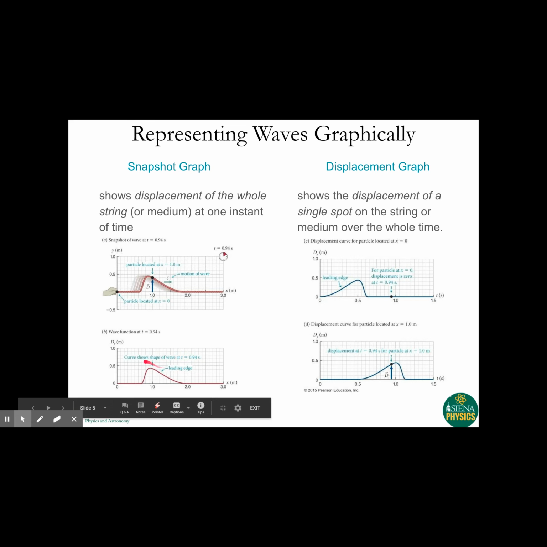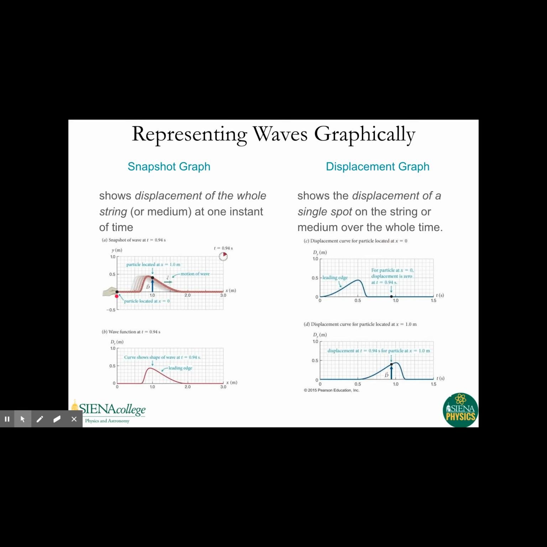If we want to look at some things about it, we see that this is the curve shape at that time. And we can see that this is the leading edge. The leading edge is less steep than the back edge. And this displacement graph shows the displacement of a single spot on the string or medium over the whole time. So we just pick a spot. And in our case, we're looking at the particle located at x equals 0.